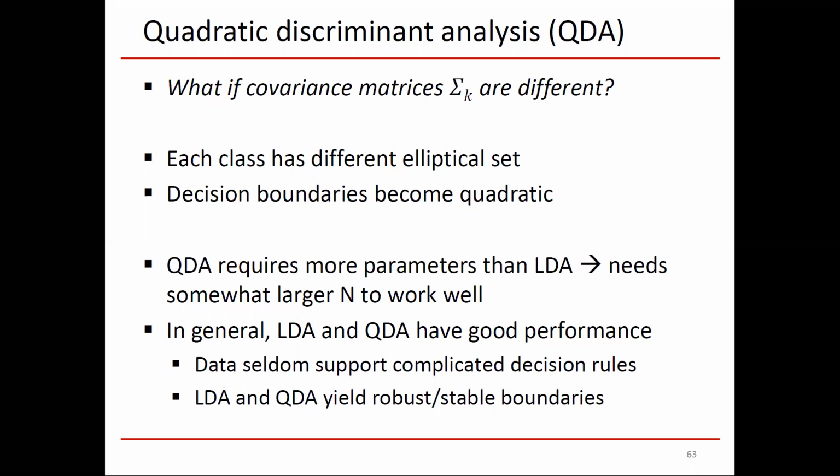And in general, both LDA and QDA have good performance. The issue is that although they support a single Gaussian blob, a single multivariate Gaussian density, the data, especially when you're talking about a larger P, a larger dimensionality, seldom supports complicated decision rules. And because of that, LDA and QDA happen to have somewhat robust, somewhat stable boundaries, often on higher dimensional data, and they're better than some complicated rule. So that'll be it for the module on LDA and QDA, and we'll continue next time.